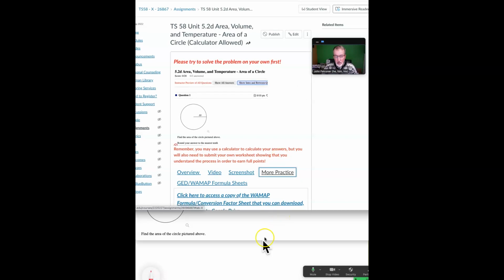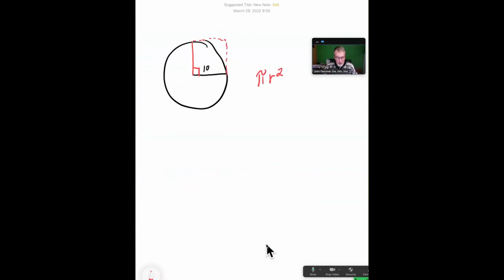All right, so let's take a look at how to work this. Pi r squared is the area of a circle. So we've got area is equal to pi r squared. R is 10, so that's halfway the distance from the center of the circle to the edge. And so we're going to take 10 squared. Let's rewrite this formula as pi times 10 squared. And then, well, let's just demonstrate.